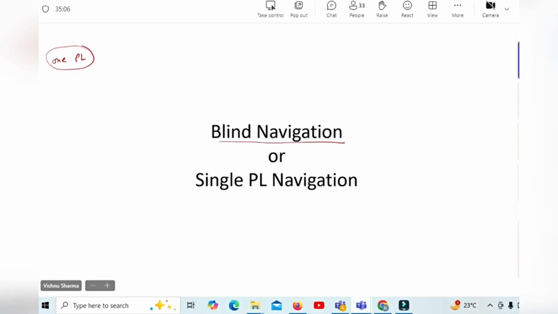And then based on this PL, if you can continue your safe passage, that will be called a single PL navigation. That means you are using the single PL to keep moving, making some progress of the voyage using single PL, but ensuring the safety of the vessel.